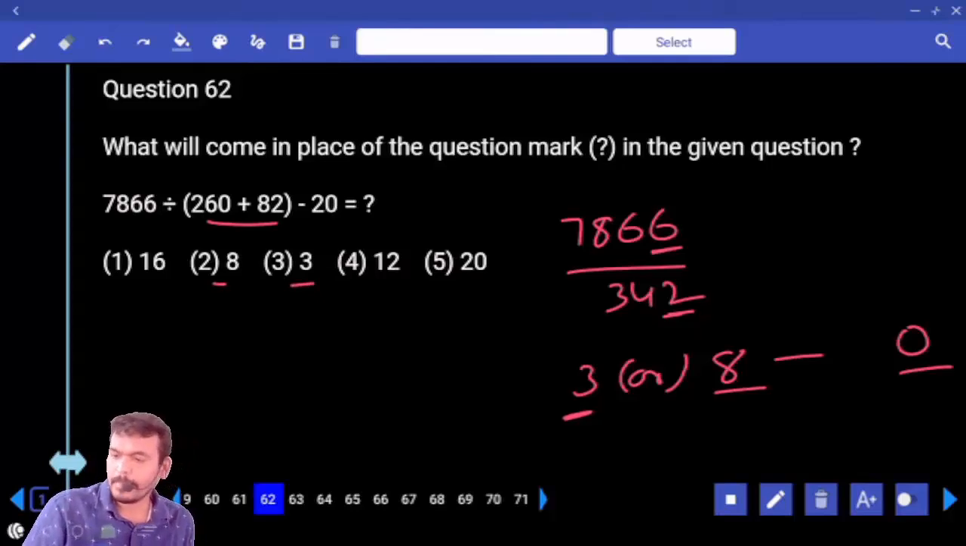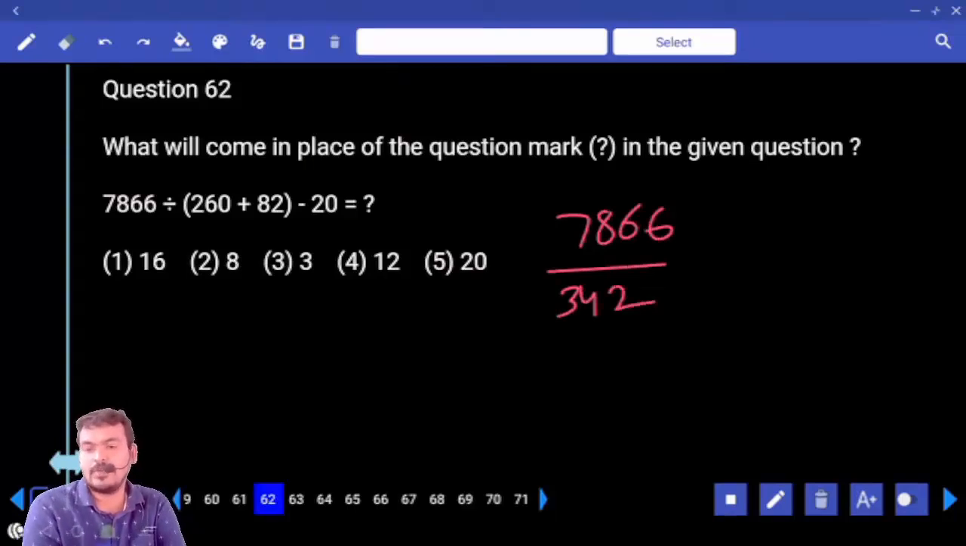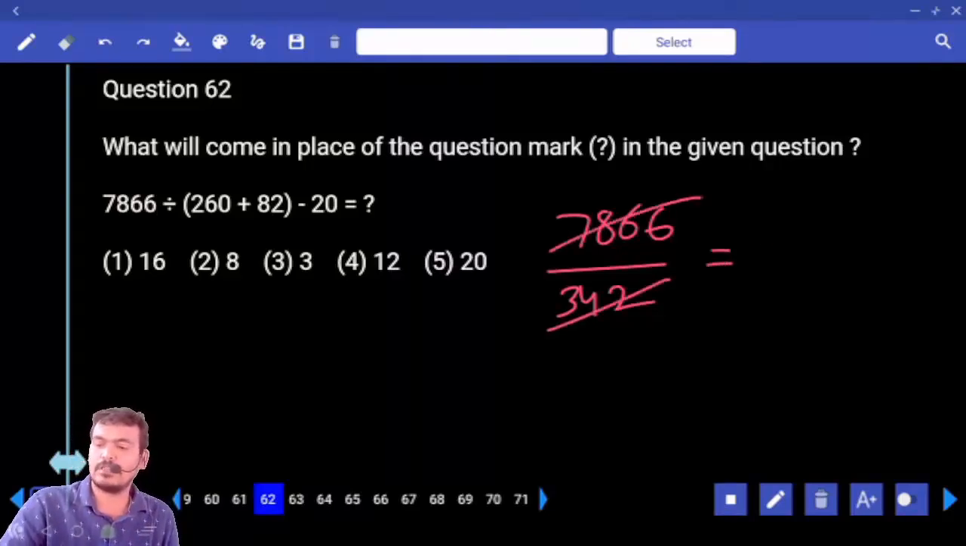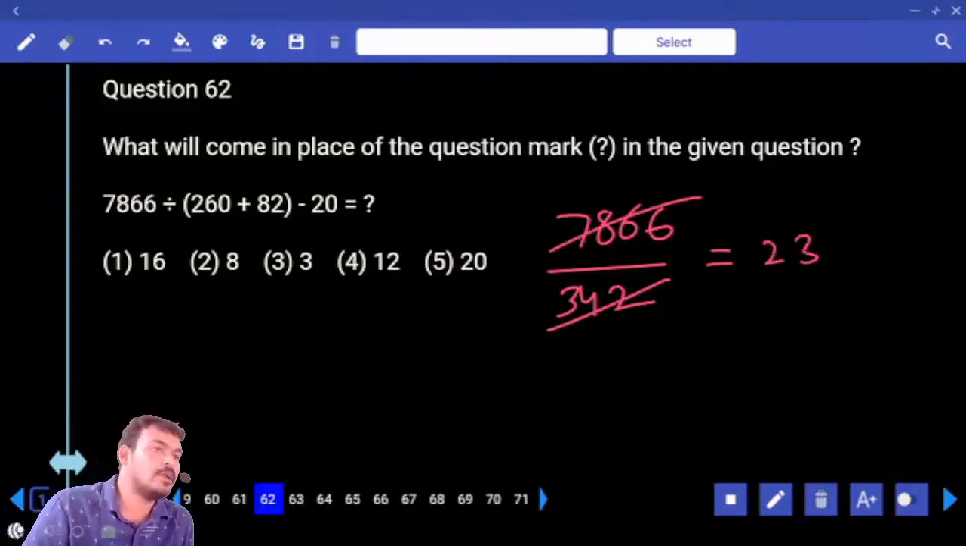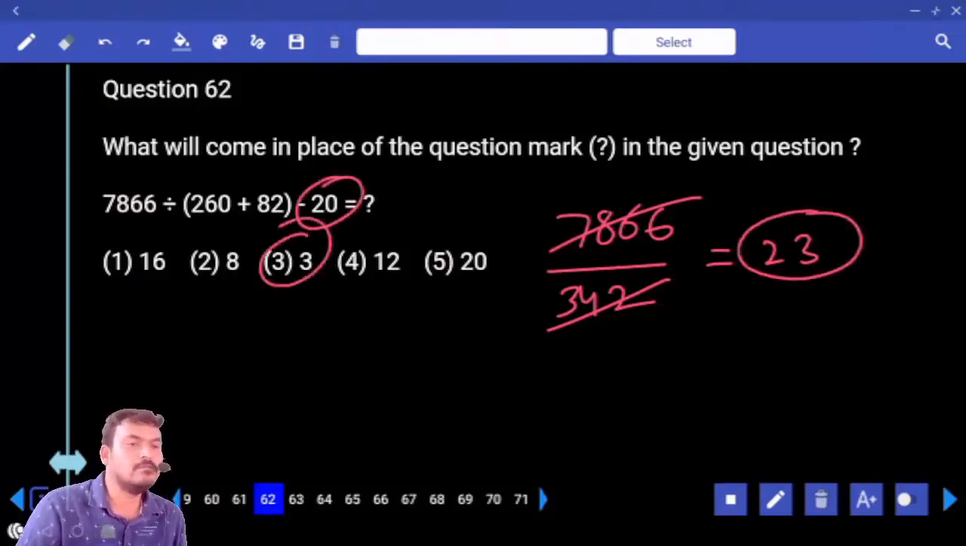Okay. 7866 divided by which one? 342. 342 means it is more than 20 times or less than 20 times? More than 20 times. Means it is almost 23 times, or not? 23 times, because it is more than 20 times, but near 20 times. Means 23 is possible or 28 is possible? 23. 23 minus 20, 3, or not?